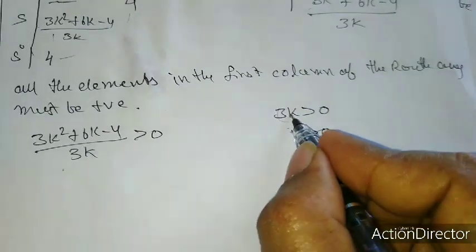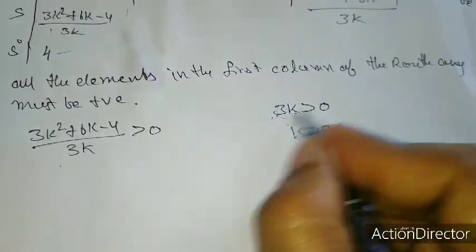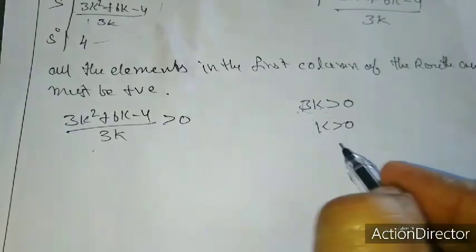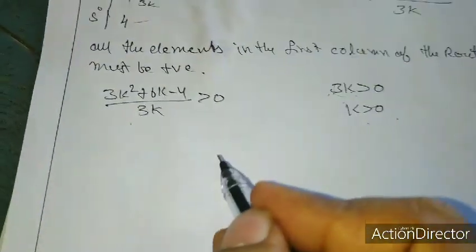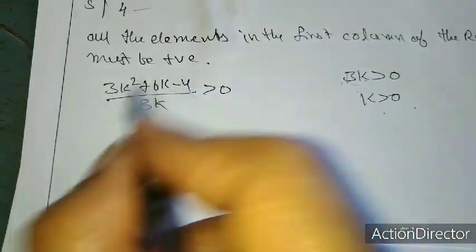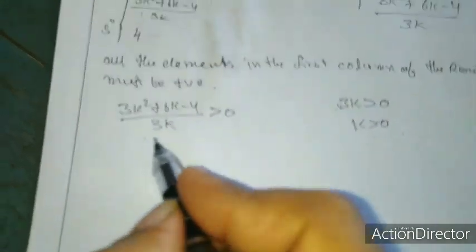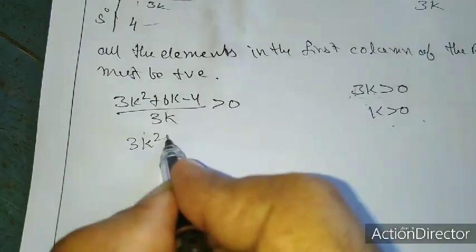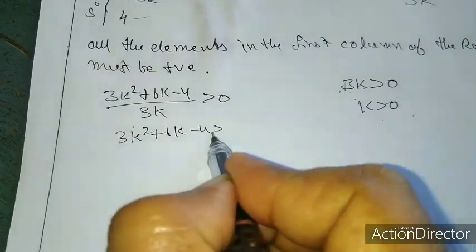So 3k should be greater than 0. That means k should be greater than 0. If 3k is 0, what happens? It will become 3 into 0, which is 0. So k should be greater than 0, a minimum positive value. So the second condition is that 3k square plus 6k minus 4 should be greater than 0.